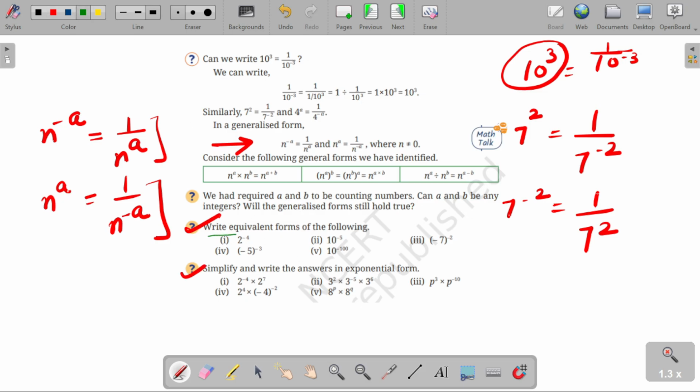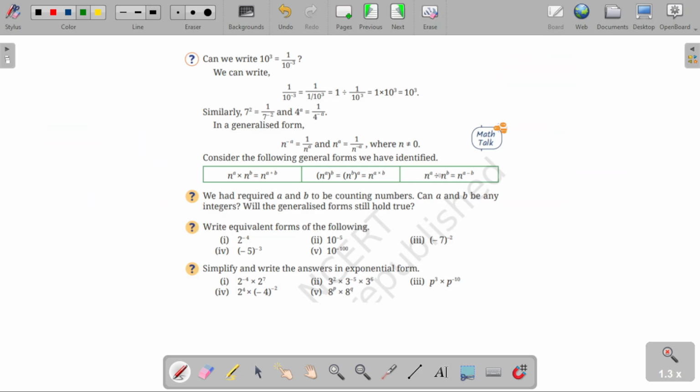Write equivalent forms of the following. So you have 2 raised to power minus 4. 2 raised to minus 4. What will be its equivalent form? This will be 1 upon 2 raised to 4, right? 10 raised to minus 5. Equivalent form will be this, right?